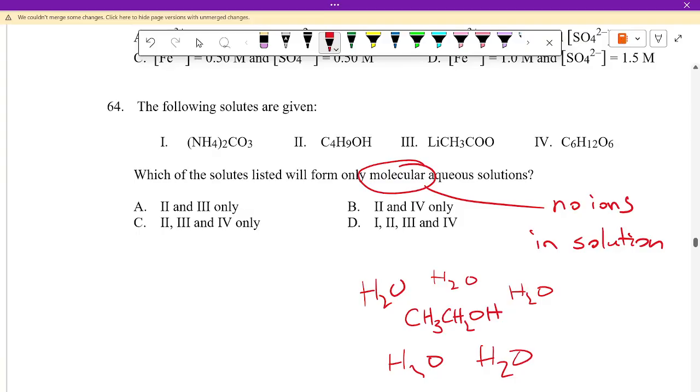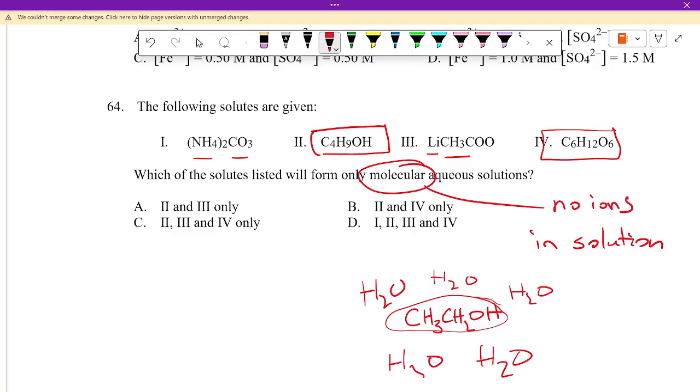Yes, but it's still in its molecule state, it's not ionized. Unlike acids that will ionize, even though they are molecular compounds, a molecular aqueous solution would be, here we go, here's an alcohol. Alcohols don't ionize. Here you've got ions. Here you've got ions. This is molecular again. If we had put an acid in there, even though acids are molecular, they will produce ions in solution. So they're not considered molecular aqueous solutions because they do produce ions.